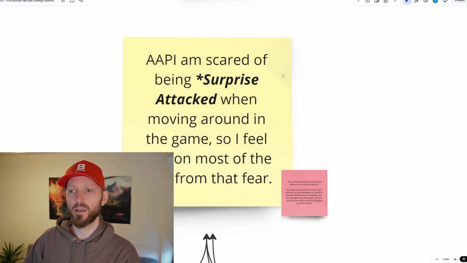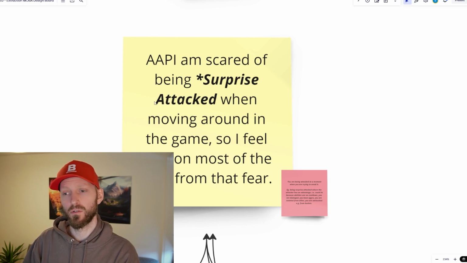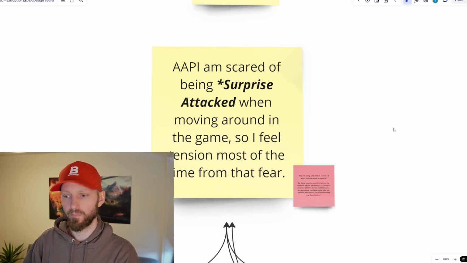As a player, I am scared of being surprise attacked when moving around in the game. So I feel tension most of the time from that fear. This is basically an outcome that we want to achieve. Basically, we want to be able to do a test, ask you this question, and then either get a yes or no, or for instance, a 7 or 8 plus on a score, something like that, that indicates we're getting this outcome when you're playing the game.